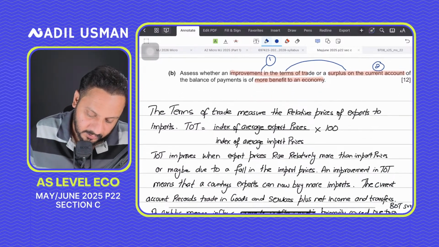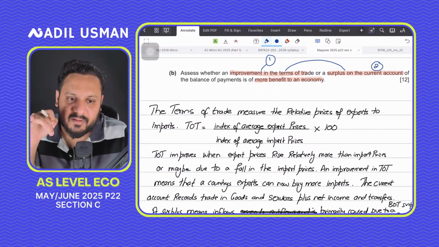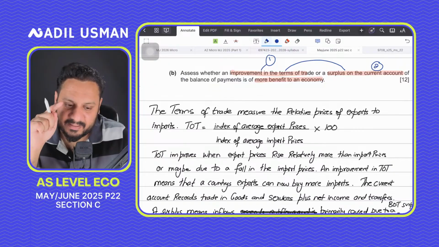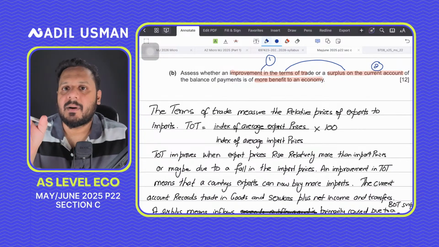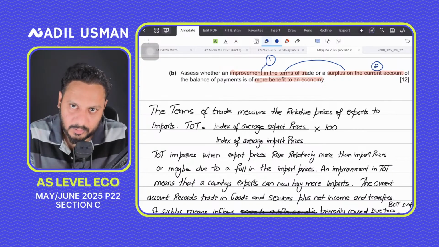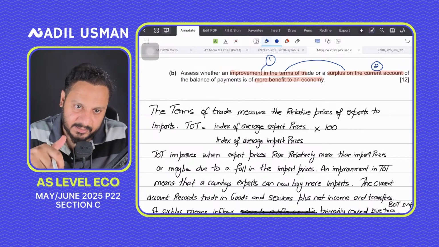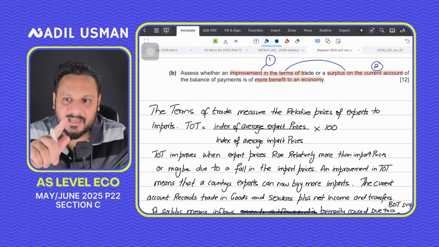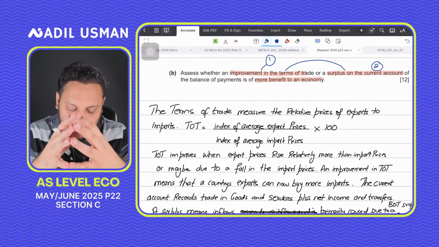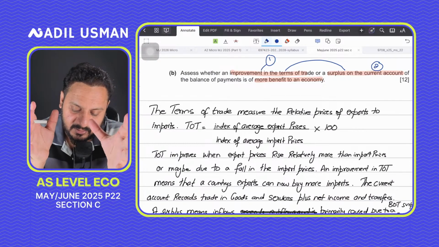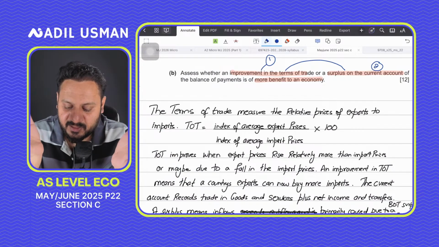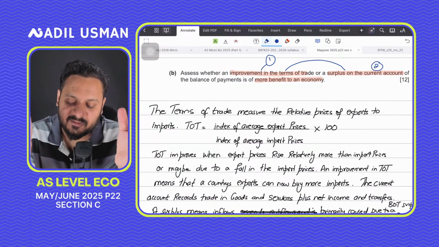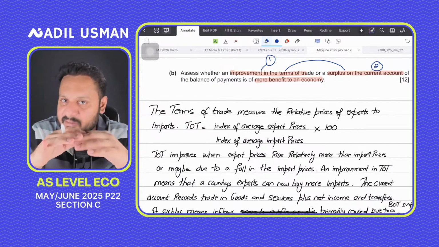So in the end, we will talk about which is more beneficial, but that would happen in the end. But first, in the analysis, you will talk about the pros and cons of both an improvement in terms of trade and a current account surplus. Now, the thing is that let's say a student mentions an improvement in terms of trade ke benefits, and he also mentions current account surplus benefits. But he does not mention the drawbacks.